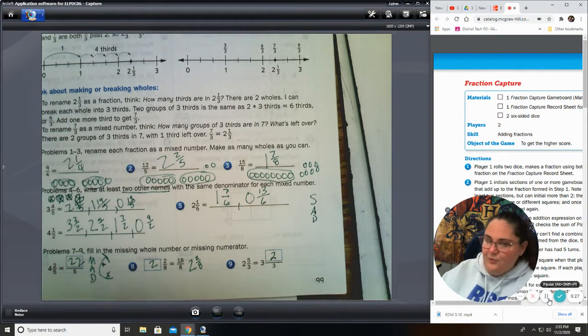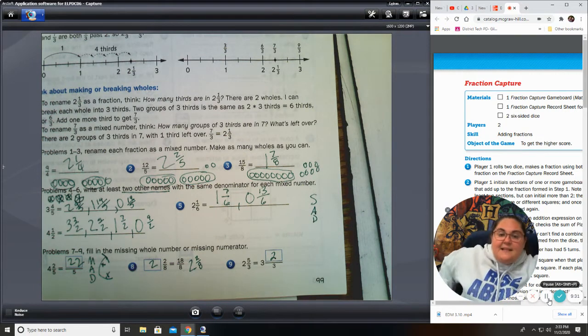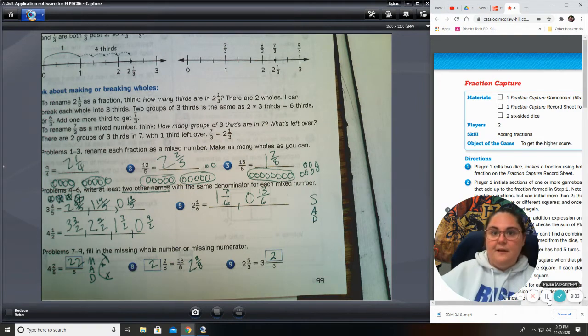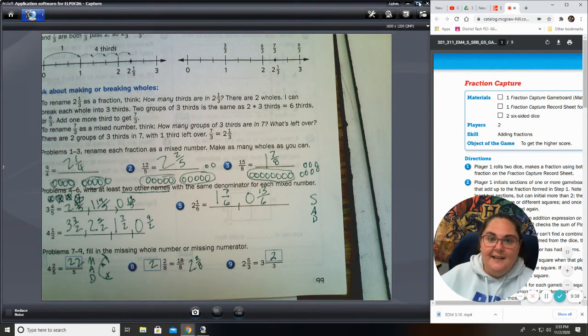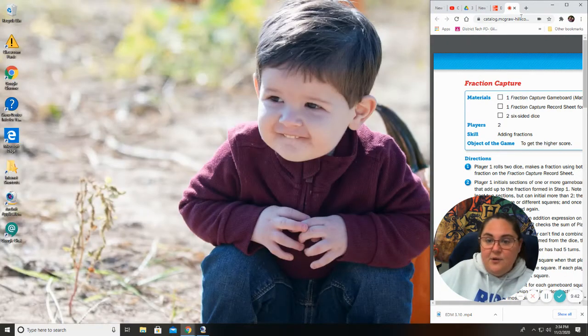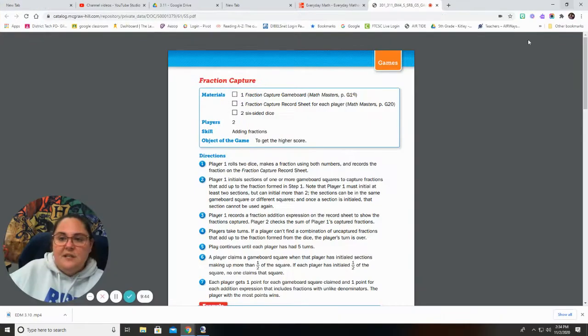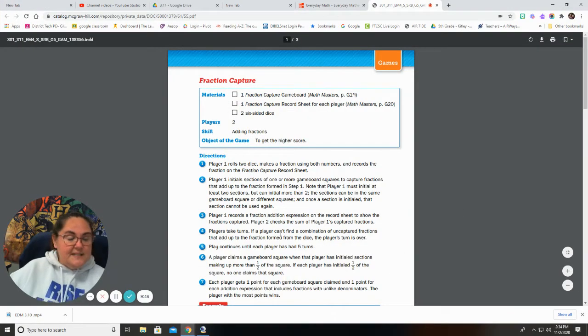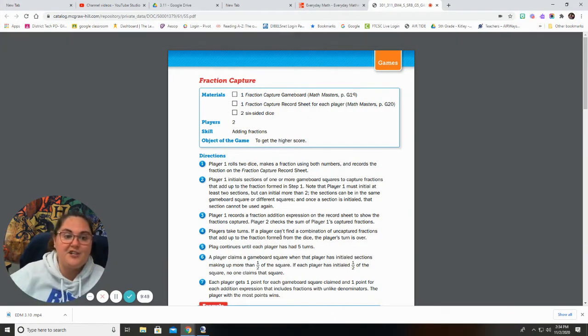3 and 2/3. Now, you're going to be playing a game today, and this game is one that you need to print out. If you were in class, we actually would be playing with partners. Unfortunately, we're not in class, so we're going to need you to print these if possible, or you can use the computer to help you out. This is attached to your assignment for the day. It's called Fraction Capture.